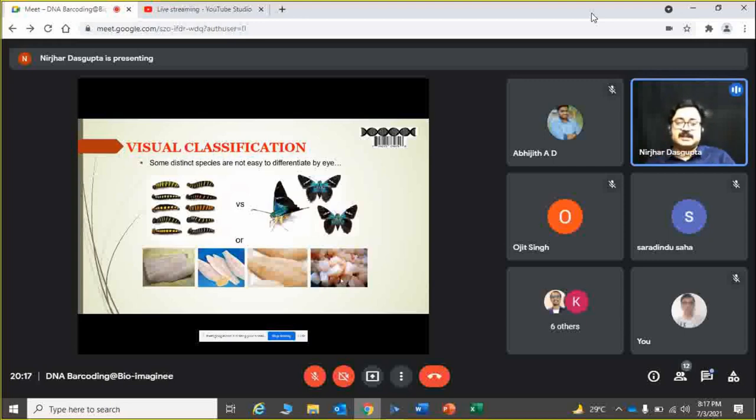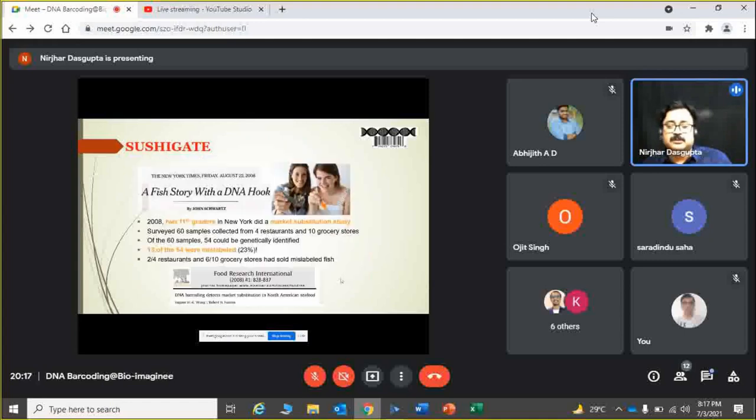But with DNA barcoding, I'll just show you an example. This work was done back in 2008, where two 11th graders, who study in class 11 in New York, did a market substitution study. They surveyed 60 samples collected from 4 restaurants and 10 grocery stores. Among them, they could identify 54 of those 60 with the given markers. We'll come to how exactly this DNA identification is done in a bit, but just to give you an idea, out of those 60 samples, they could identify 54.